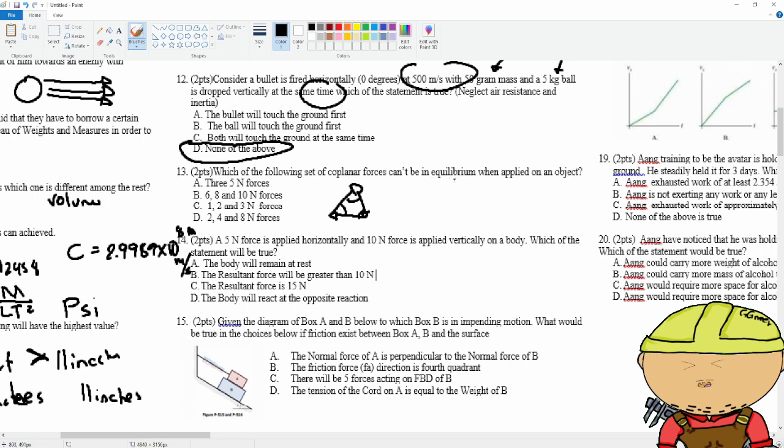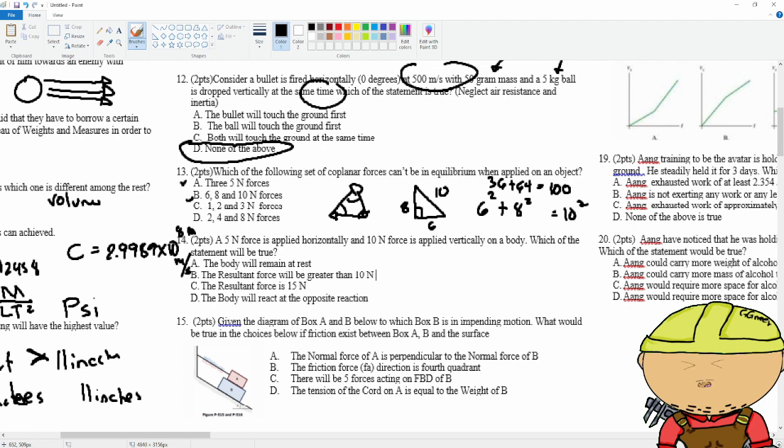Okay. In order to make a balanced equilibrium of 3 forces, we need to make a triangle. And 6, 8, 10, right? If we make a right triangle, 6, 8, 10, 6 squared plus 8 squared, 36 plus 64 is equal to 100, which is equal to 10 squared. Okay? So B is correct, A is correct.